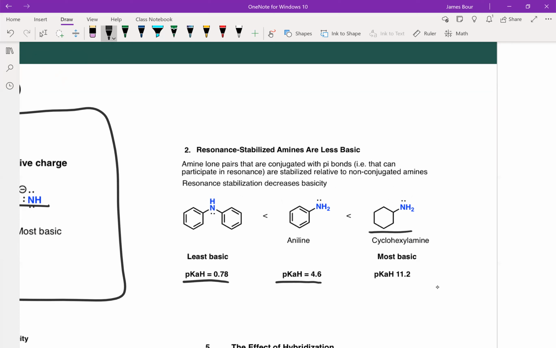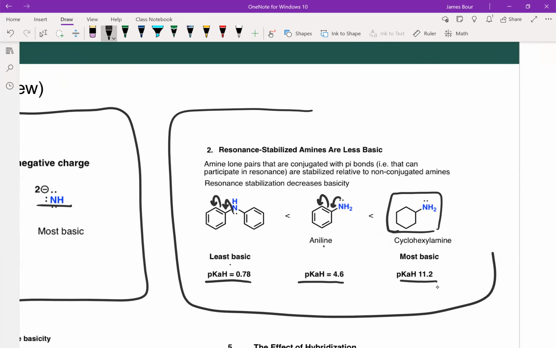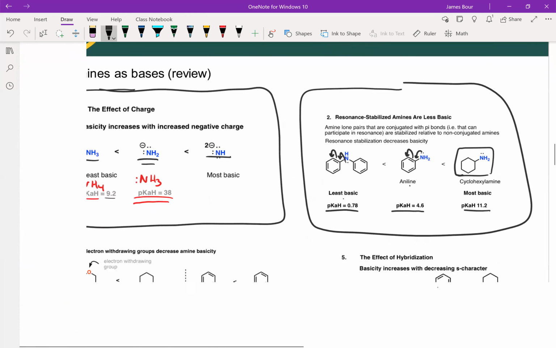And then finally, cyclohexylamine, which has no resonance. This is in contrast to aniline and diphenylamine. These do have resonance structures where the lone pair can resonate into the ring, and this stabilizes them. Cyclohexylamine does not have that. And its pKa is 5 orders of magnitude higher than aniline's. Nearly 11 orders of magnitude higher than diphenylamine. So the conclusion here is that resonance stabilizes lone pairs, and this makes them less ready to be protonated, okay? So that is the second factor affecting amine basicity.